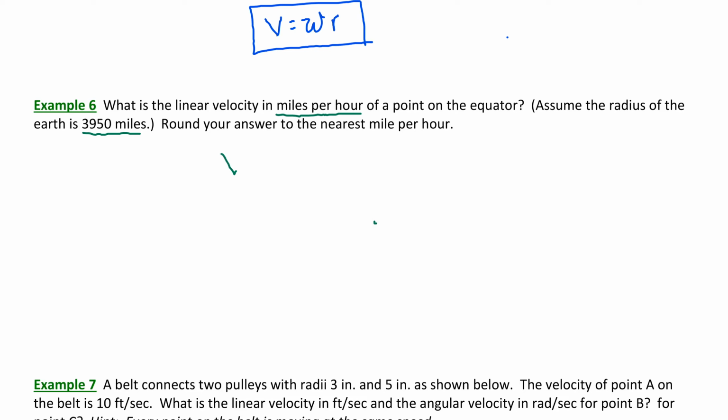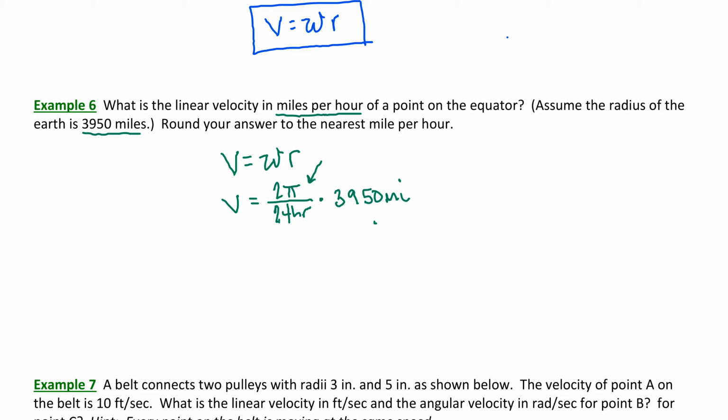So the relationship between linear velocity and angular velocity is v equals omega r. We're attempting to calculate linear velocity, so we need to know the angular velocity of the Earth. Well, we can think about the Earth rotating one revolution, or 2 pi radians, in 24 hours. And the radius of the Earth is 3,950 miles.